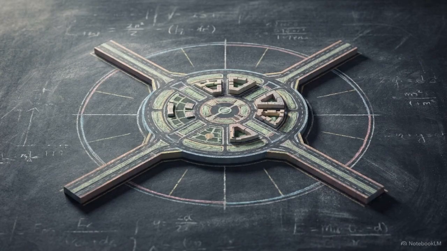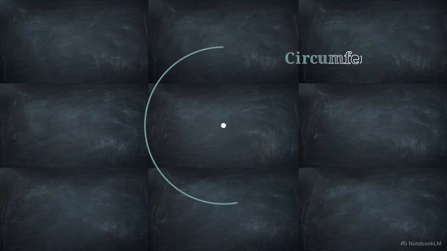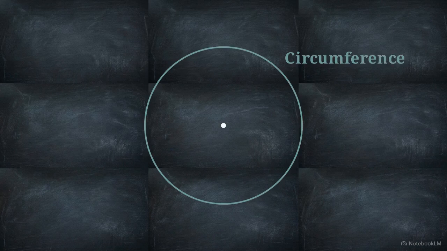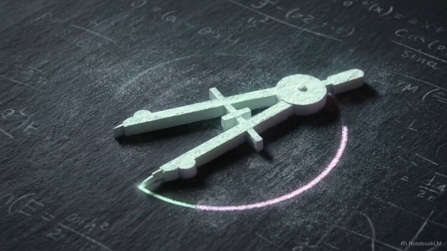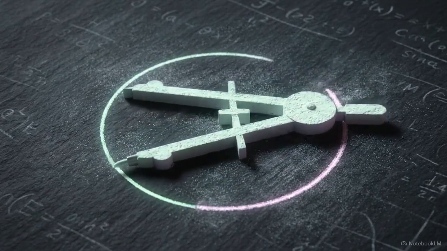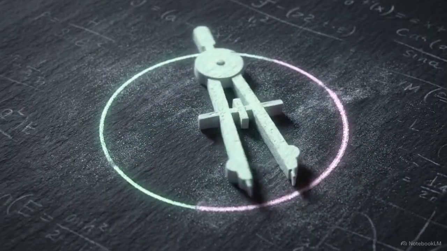Regardless of their absolute size, they share the exact same shape. We measure the scale of these circular forms using two primary components. The circumference is the total outer perimeter, and the diameter is the linear width straight across the center. Because all circles are geometrically similar, comparing any circle's circumference to its diameter always yields a strictly proportional relationship.